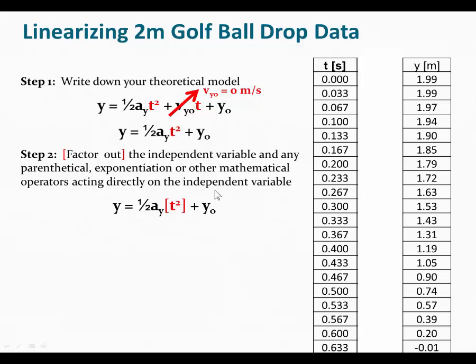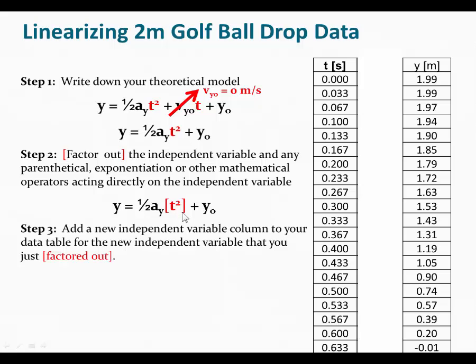Now, next step in the process, we're actually going to replace this time variable here as the independent variable that we'll graph for this variable t squared as our independent variable. And in calculus, we do this all the time. What we do is we take t squared and we'll do what we call a u substitution. And we'll have 1/2 ay times u plus y naught.